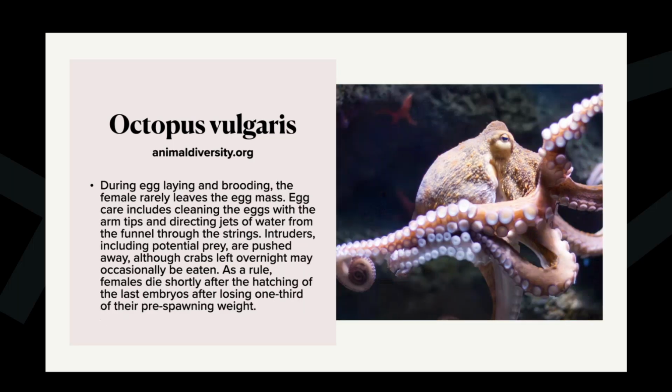The female rarely leaves the egg mass. Egg cleaning includes cleaning the eggs with the arm tips and directing jets of water from the funnel through the strings. It's almost like the stuff coming out of their bodies, like of these two people. Intruders, including prey, are pushed away, although if crabs are there, they'll eat them. Females die shortly after the hatching of the last embryos, after losing 1/3 of their pre-spawning weight. And at least one of these people thought they were going to die from preeclampsia, and almost did.